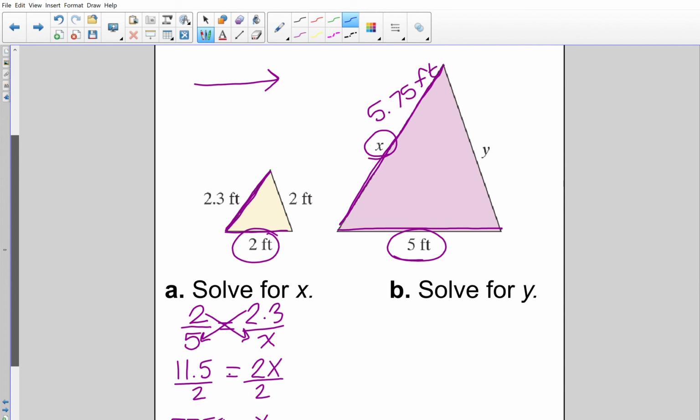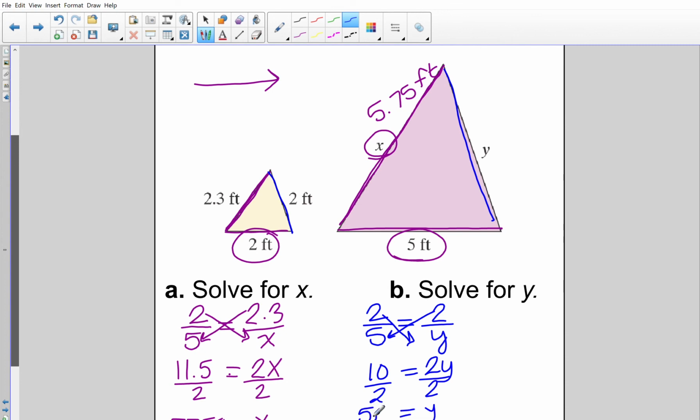So if you want to pause it and try y, that would be a great idea. So I'm going to start still with my 2 to 5 as my ratio. Then I need y. So 2 corresponds with y. So I'm going to have 2 over y. So here it'd be 2y, and here 2 times 5 is 10, and if I divide by 2, y is equal to 5 feet. So that means that this side is really 5 feet. Okay?